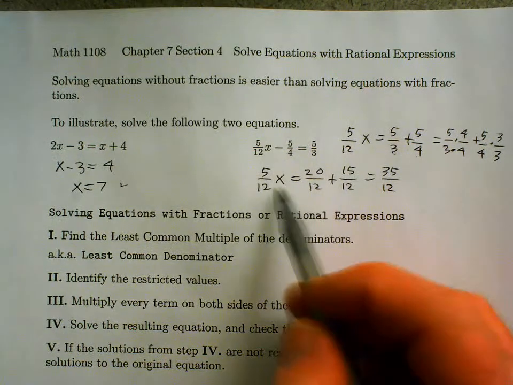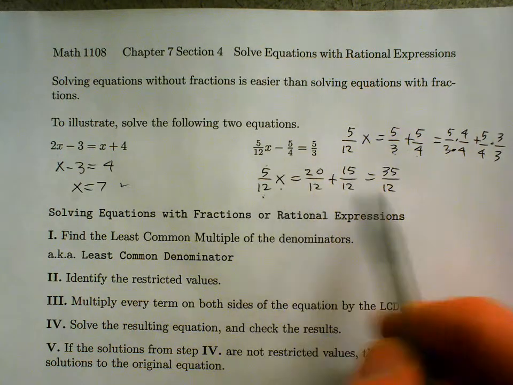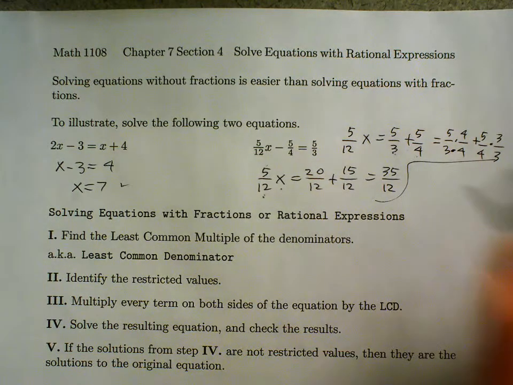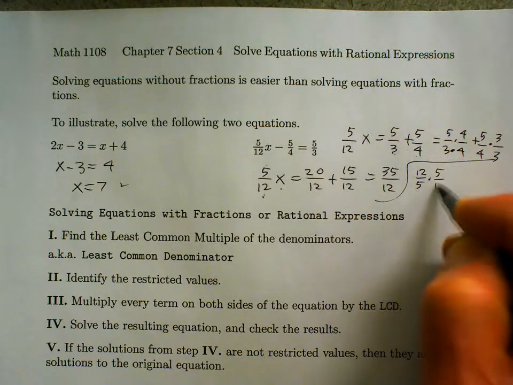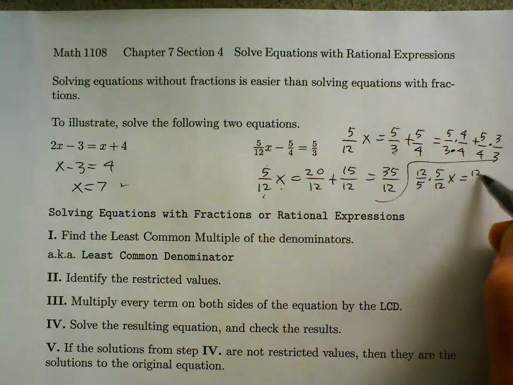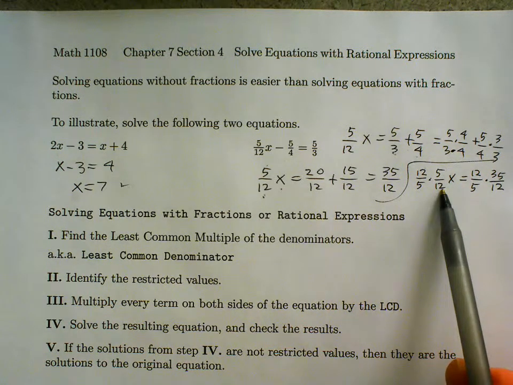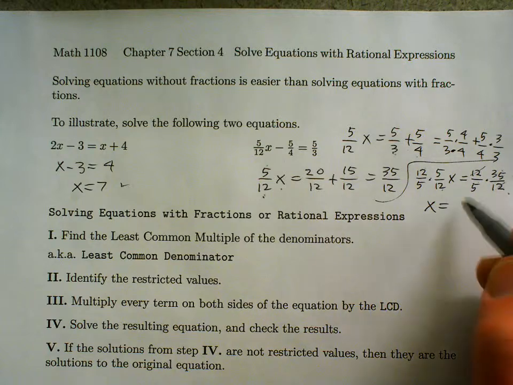Okay, then one more step. If 5/12 times x equals 35/12, we can multiply both sides by the reciprocal of 5/12. So in other words, multiply both sides by 12/5. And then 12/5 times 5/12 is 1. 1 times x is x. On the other side, the 12/5 times 35/12, the 12s cancel each other out, and 5 goes into 35 7 times.